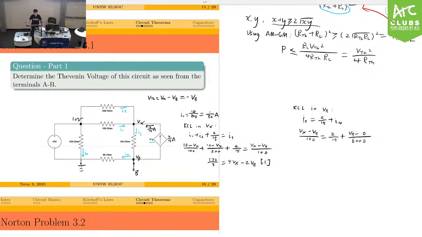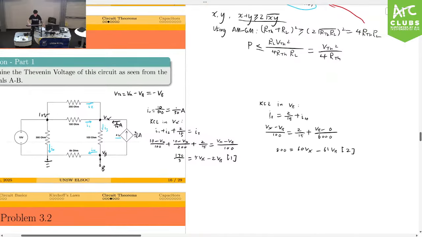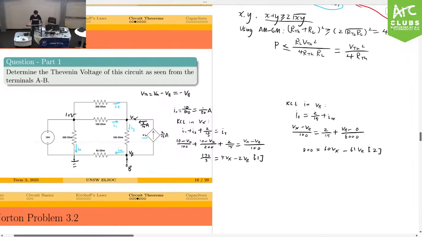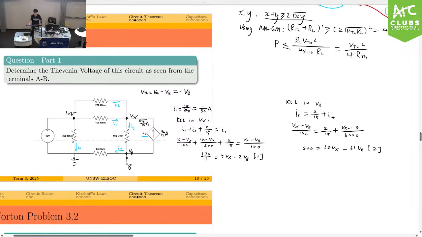Again, not the clearest expression, though better than the last one. If I have simplified it correctly, we should get the expression 800 equals 60 Vx minus 61 Vb. Let's label it 2. Two variables and two equations, so we can now solve them easily. But still be careful with the numbers because they're not the best numbers.